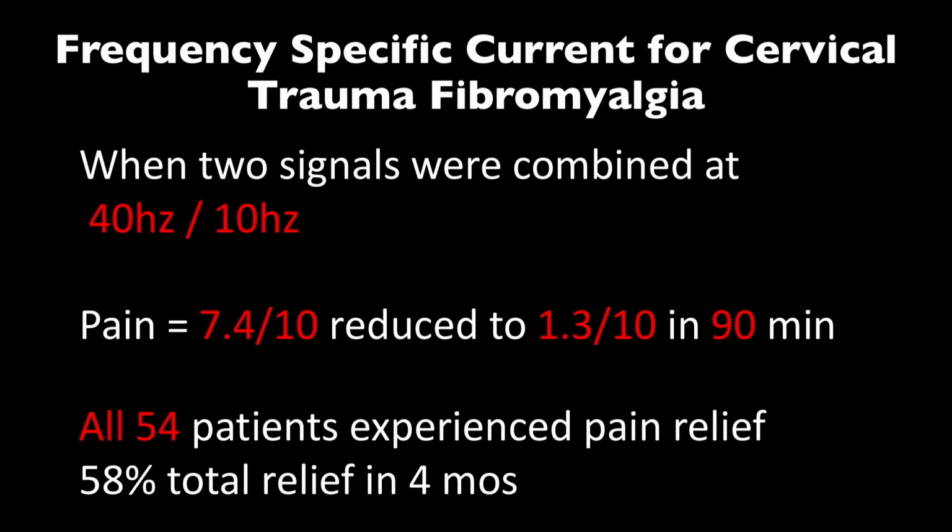And all 54 patients experienced pain relief, and 58% of them had full remission within 4 months. And this is with very low amounts of current. Now, most TDCS studies use currents in the order of 1 to 2 milliamperes. This is half a milliampere or 1/10 of a milliampere. You can barely feel anything's happening. But the effects are very strong, and they have to do with the frequency.